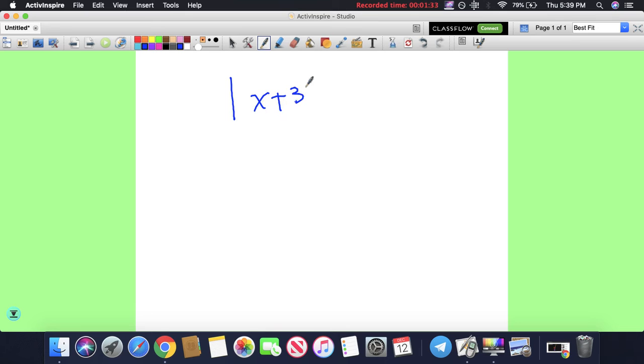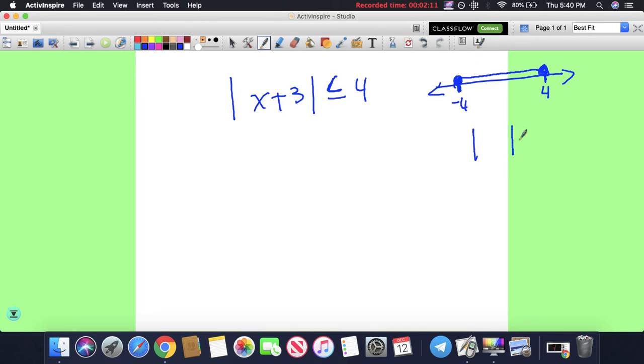The absolute value of x plus 3 is less than or equal to 4. So again, if you just want to think about when this will be true, try to ignore what's inside the absolute value symbol. Just think about when the absolute value of anything will be less than or equal to 4. If you take the absolute value of 4, it will work. The absolute value of 3 will work. 2, 1, 0, negative 1, negative 2, negative 3, and down to negative 4, these values would work.